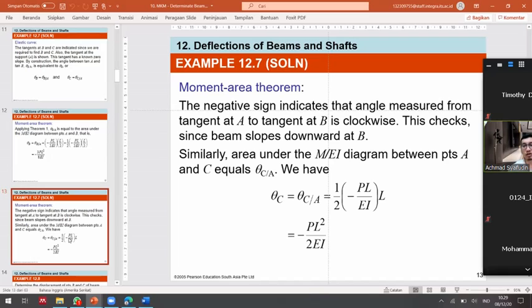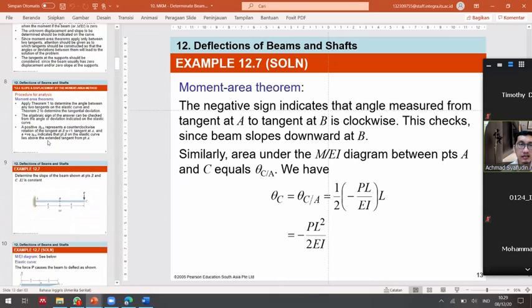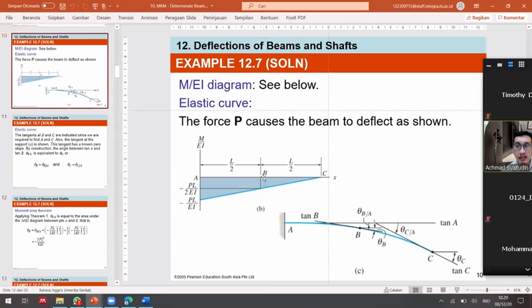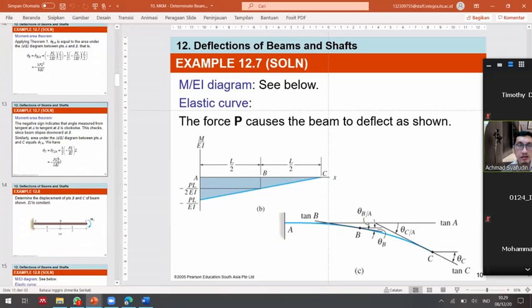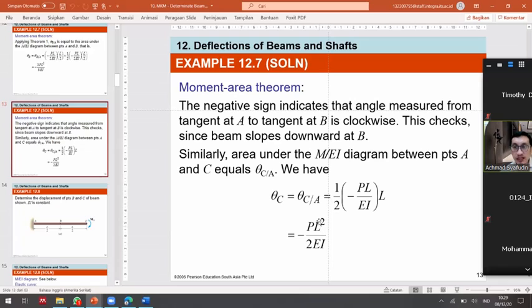Previously was the angle at point B. Now we consider the angle at point C. This is equal to the angle at point C considered from point A. This will be equal to only the triangle between B and C. So the formulation is only like this. Okay, after this slide, any question? And this is the basic for moment area theory.